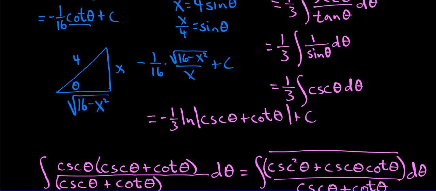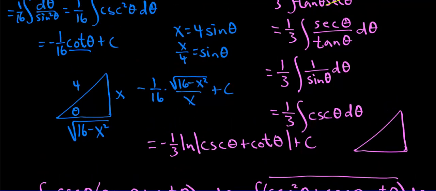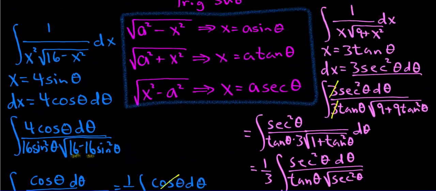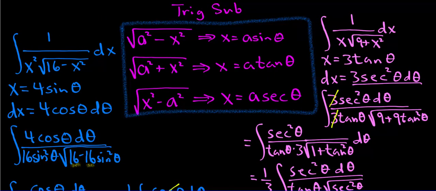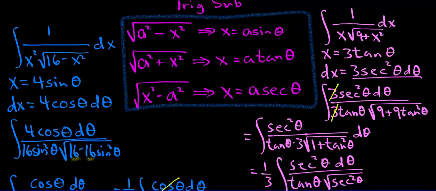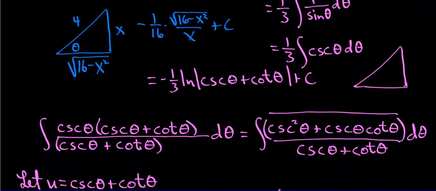There we have it. Now I need to put it back in terms of x's. So remember, we said from the beginning that x was equal to 3 tan theta. So that means tan is equal to x over 3. So here we've got theta. This is opposite over adjacent. And then this up here would be the square root of 9 plus x squared.